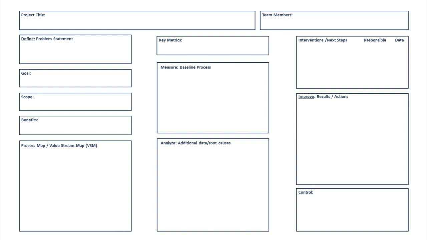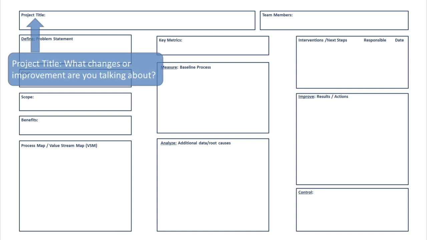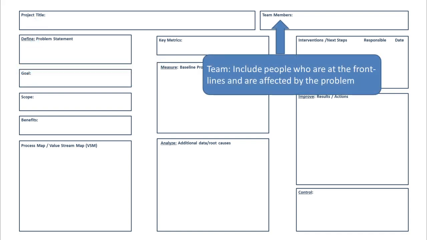The A3 is just a form, and the template you end up using is of lesser importance than communicating your iterative improvement process and the thinking behind it. Practically, you can use an electronic template. I personally like just starting with a paper, a pencil, and an eraser. Be prepared, an A3 takes many revisions. Begin with a descriptive but concise project title. Add the names of key team members. Make sure that your team includes people who are at the front lines of a process, as well as those who are affected by the problem.